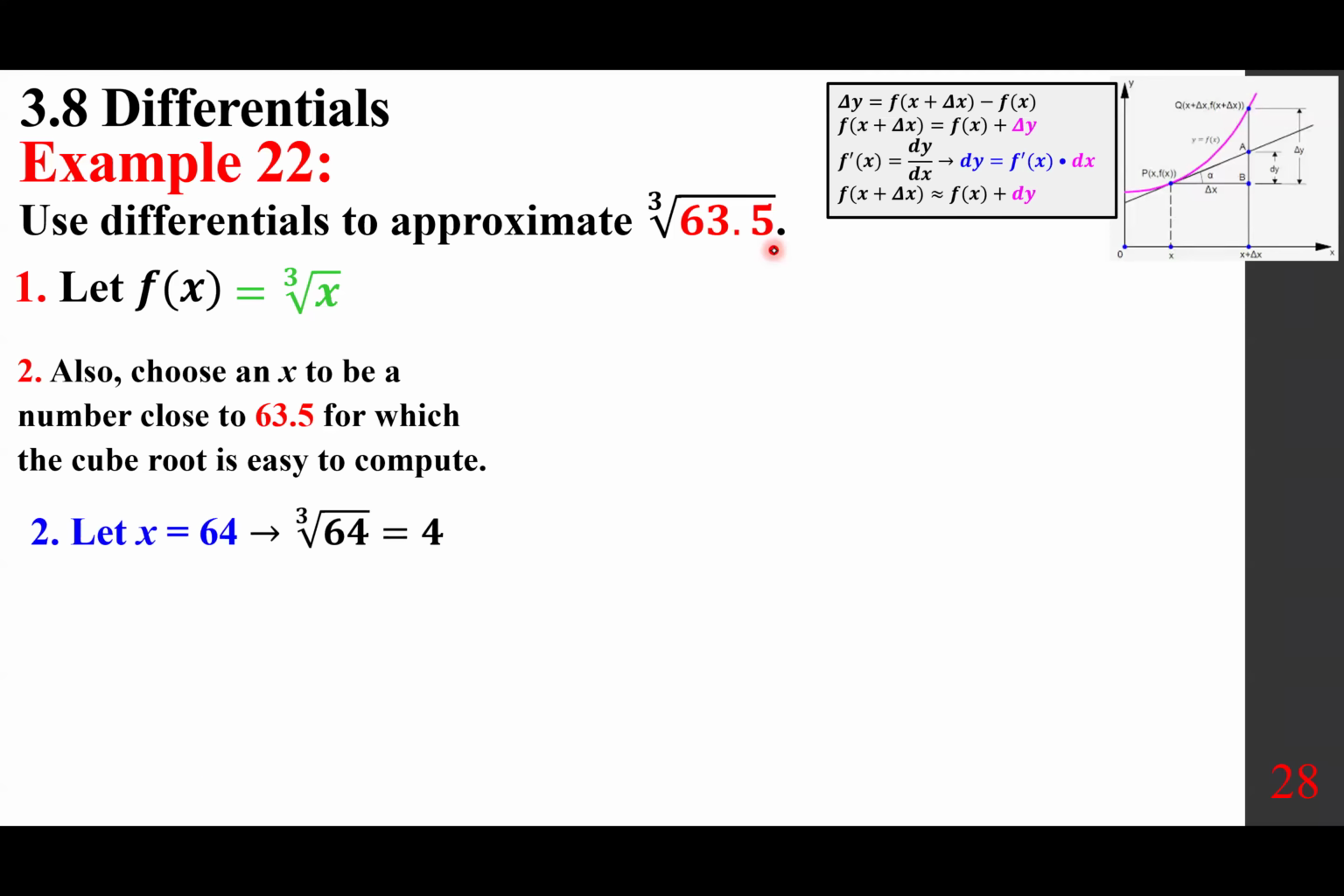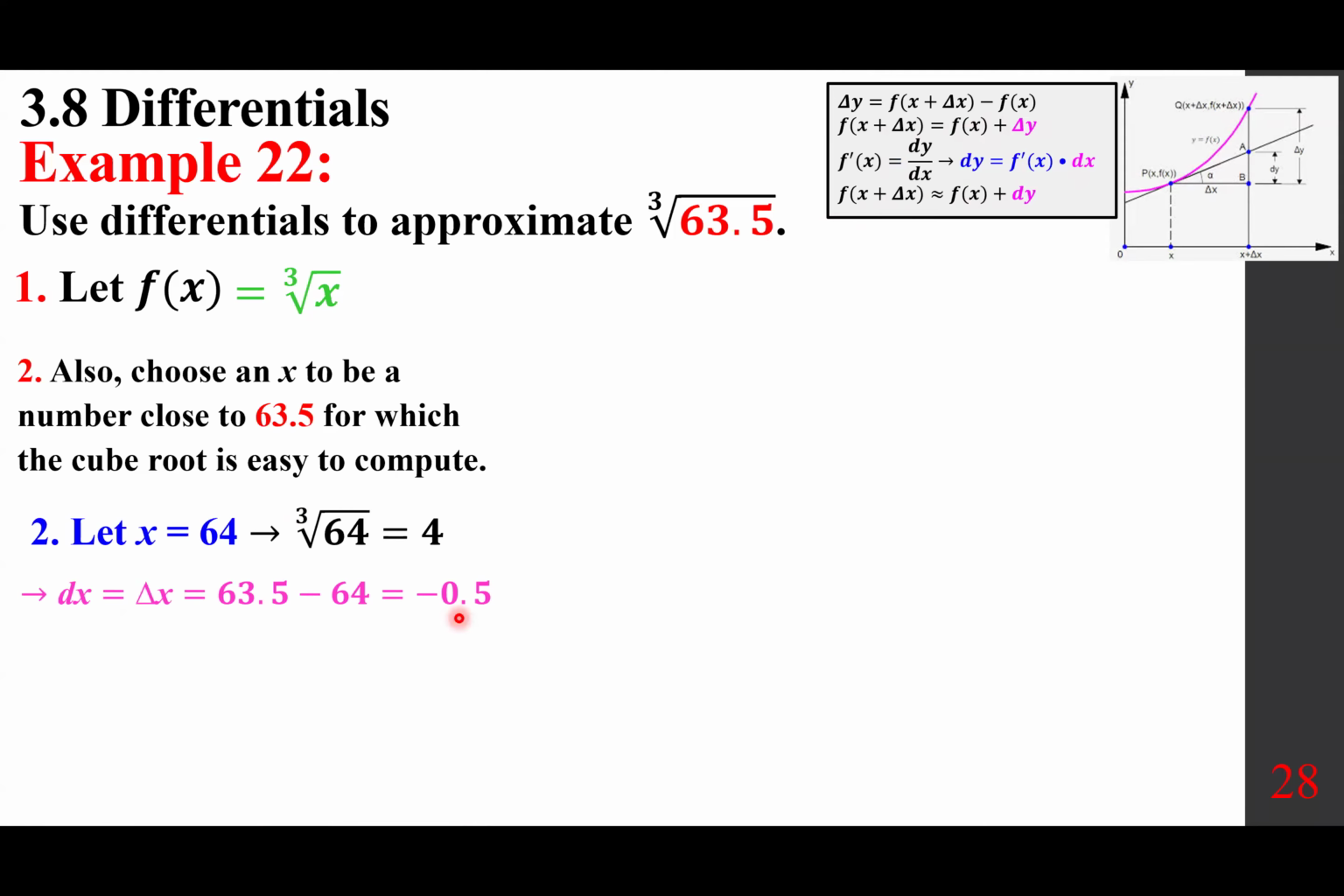Having said that, we can use the approximation. Remember, f of x plus delta x, which is precisely f of x plus delta y, can be approximated by f of x plus dy, where dy is f prime of x dx. And dx is the difference between the two, which is negative 0.5. 63.5 minus 64 is negative 0.5.